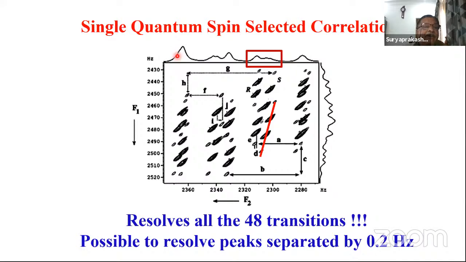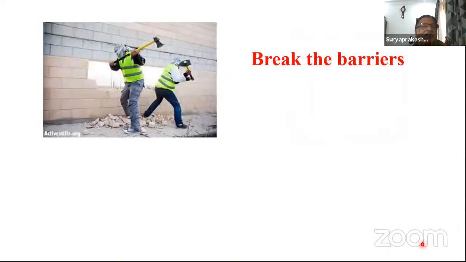Here, look at it. Line width itself is about 10 to 15 hertz, but I am able to resolve 0.2 hertz peak separation. So what I'm trying to say is, if you understand the logic, there are ways to solve it. We have a number of problems like this. What we do is we understand spin physics and develop new NMR experiments and address the challenges.